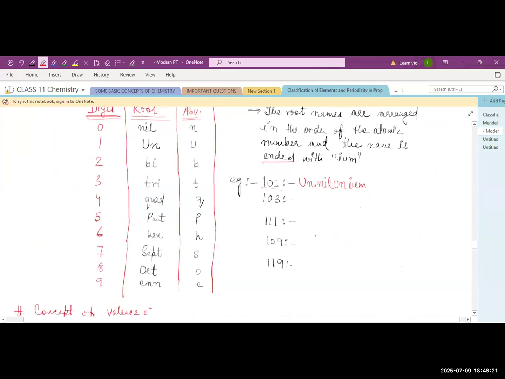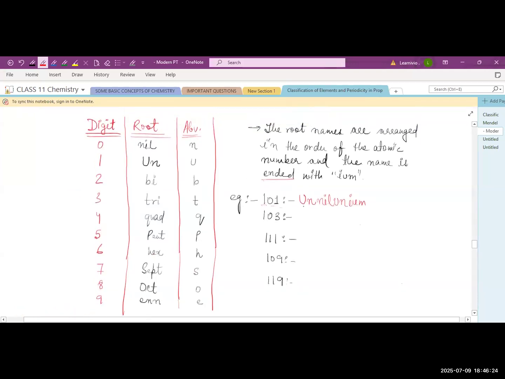So according to this root word, we just write down the name of the elements with atomic number greater than 100. And how can we write the abbreviation? For one, it's only U, only one letter. And for zero, it's N. Again for one, it is U. So U, N, U for 101. Accordingly, you can give the names of these: 103, 111, 109, and 119.